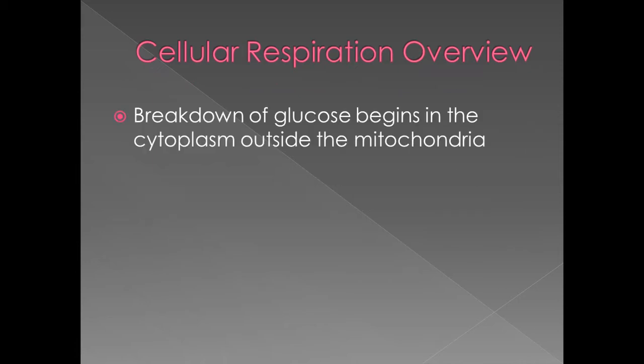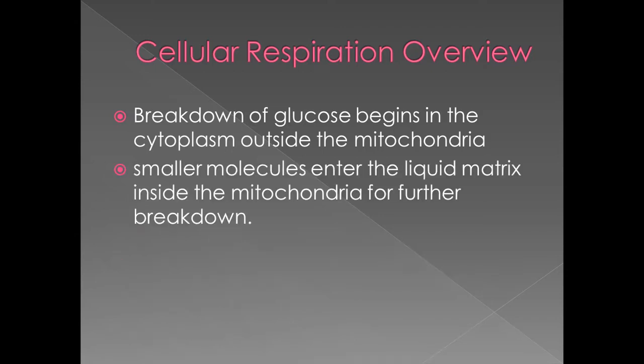During cellular respiration, the breakdown of glucose begins in the cytoplasm outside the mitochondria. So the glucose enters the cell and it immediately starts breaking down. Remember that the glucose is made of 6 carbons, C6. Then after that original glucose molecule is broken down, the smaller molecules enter the mitochondrion, enter the liquid part of the mitochondrion to break down even more.